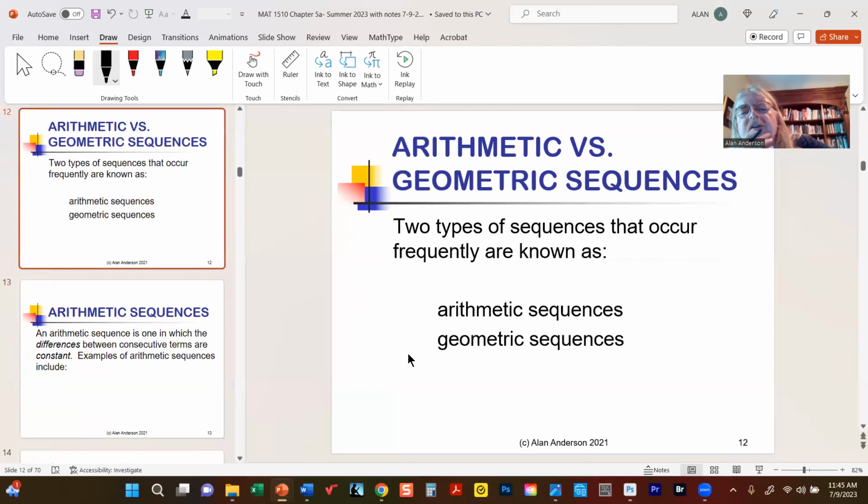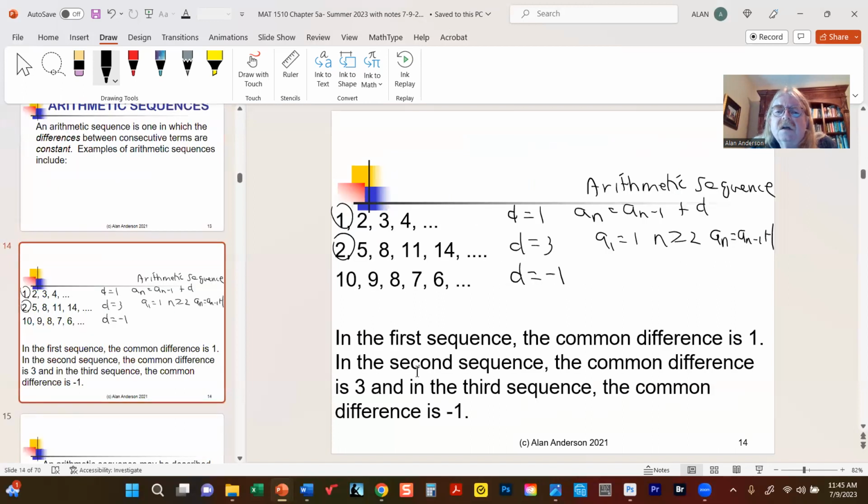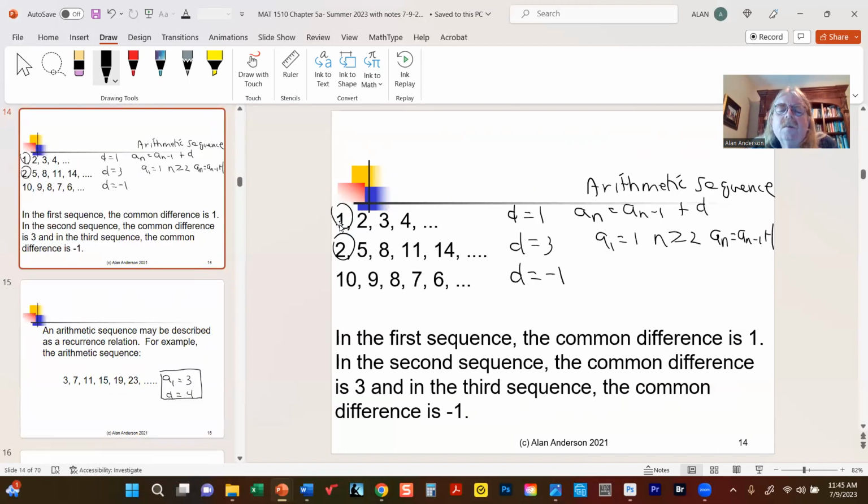Anyway, we identified 2 basic types of sequences that we'll see quite a bit. Not all sequences, of course, fall into one of these 2 categories, but many of them do. And so we have arithmetic sequences and geometric sequences. Now, the arithmetic ones are the ones where, no matter where we start, all the terms after that are calculated with what we call a common difference. In other words, whatever we started with, we keep adding this common difference to get to the next term.